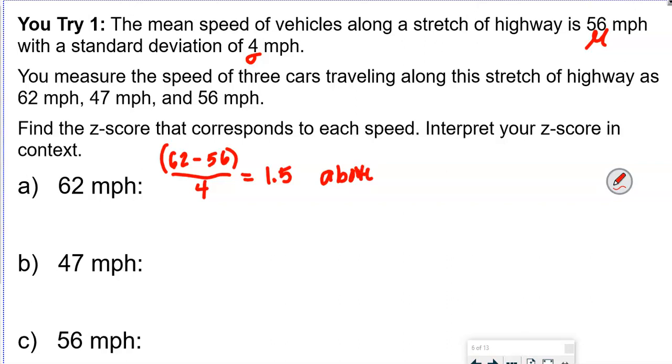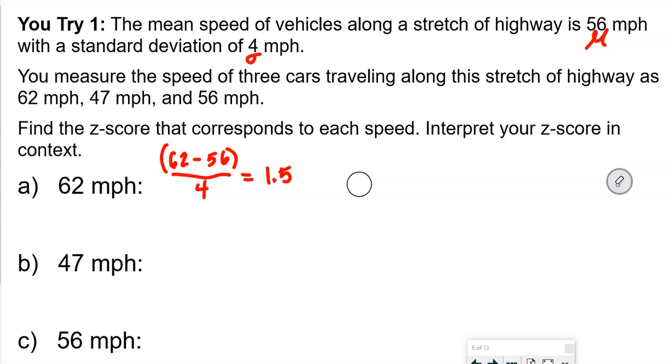So this one's above. I just cannot write today, y'all. I don't know what is going on with me.